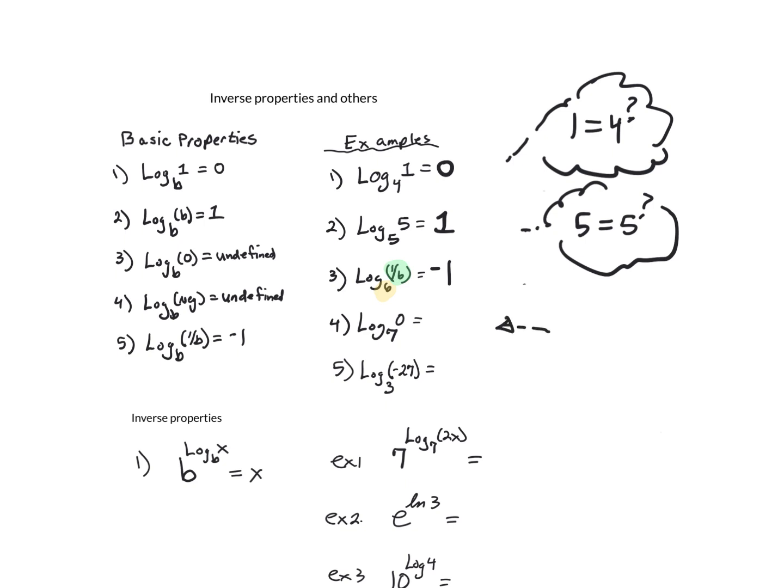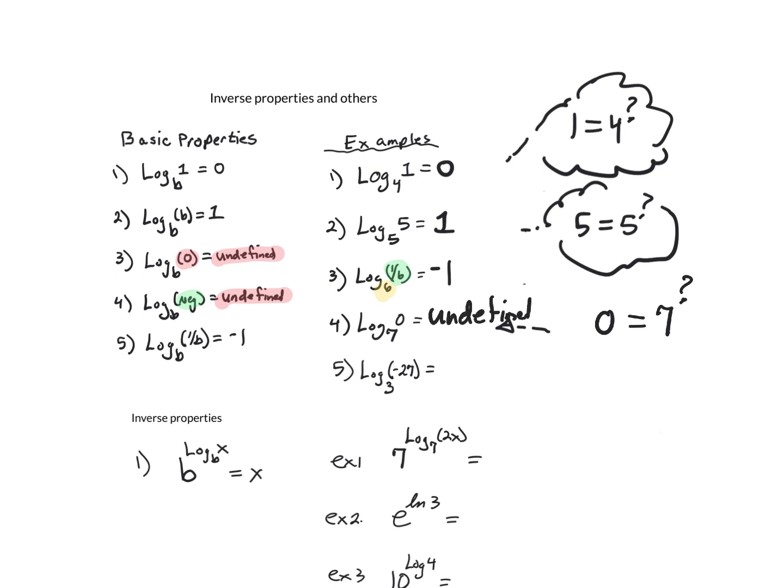So on this one, when you have an of part that is 0, it is undefined. And when you have a negative number, it is undefined. 0 can be written as 7 to the what power? Nothing. That's why that's undefined.